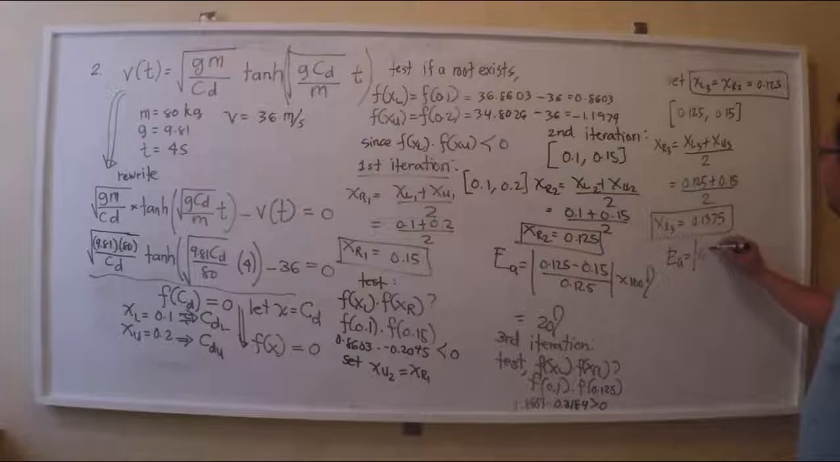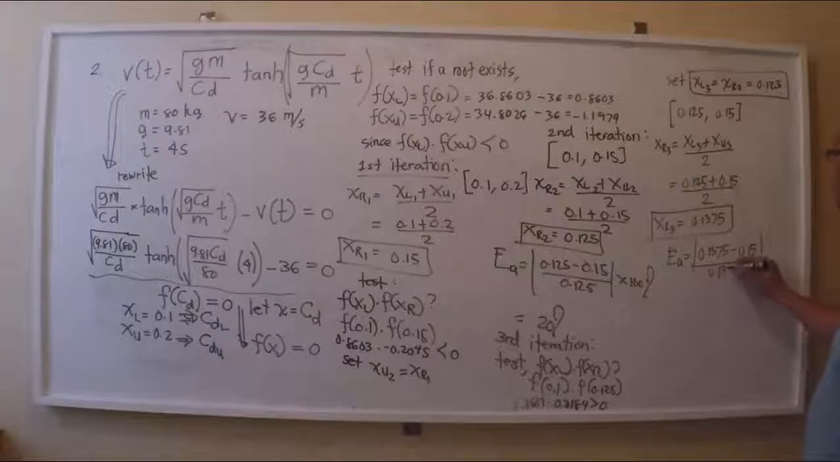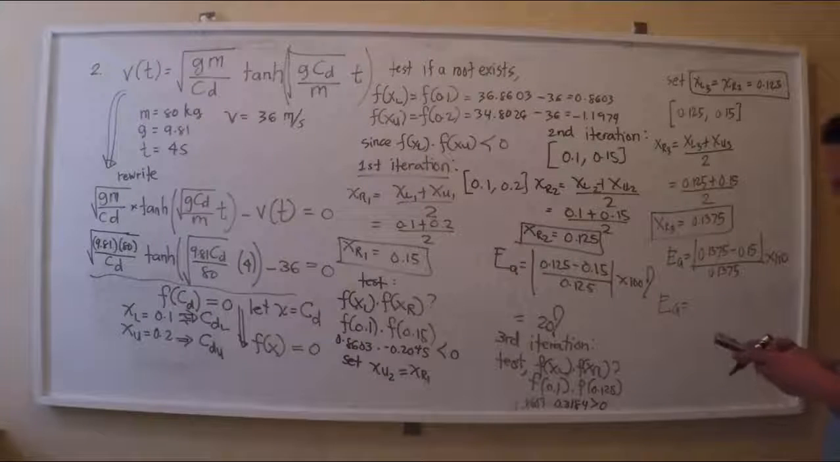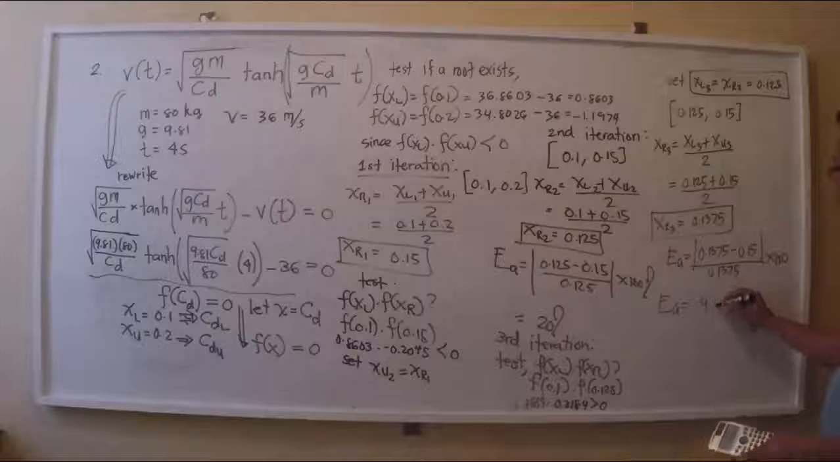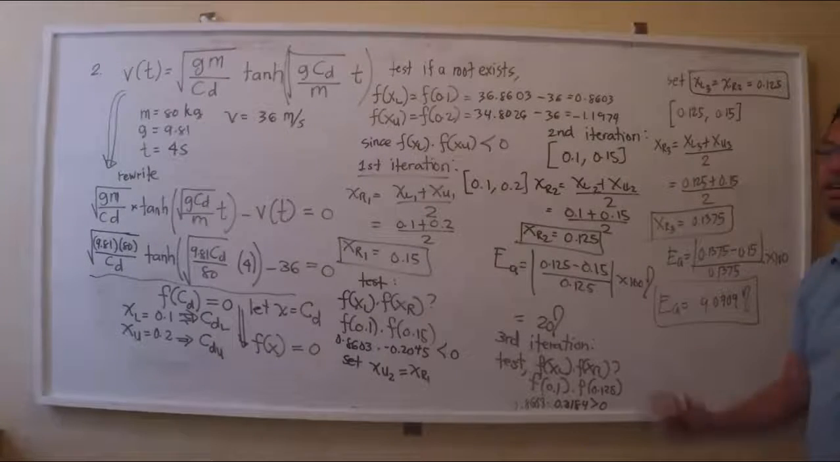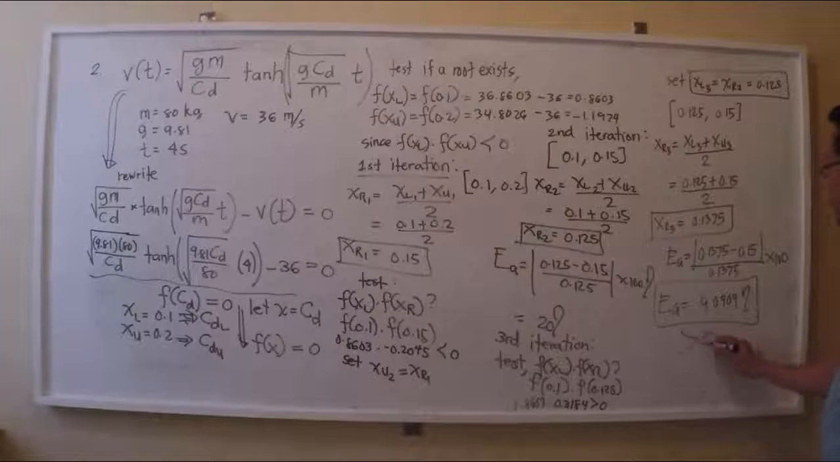EA is equal to the current value 0.1375 minus 0.15 over 0.1375, times 100. EA is equal to 0.1375 minus 0.15 divided by 0.1375, times 100. Then the error is 9.0909%. Still greater than the stopping criterion.